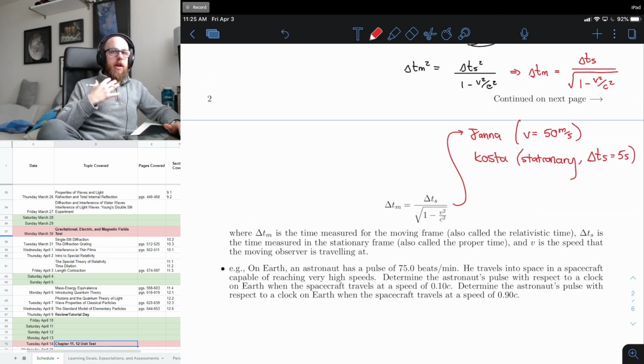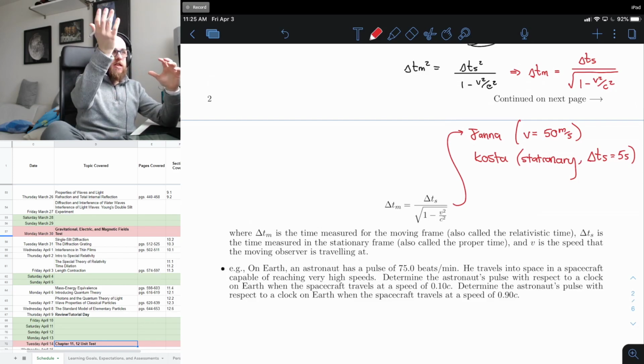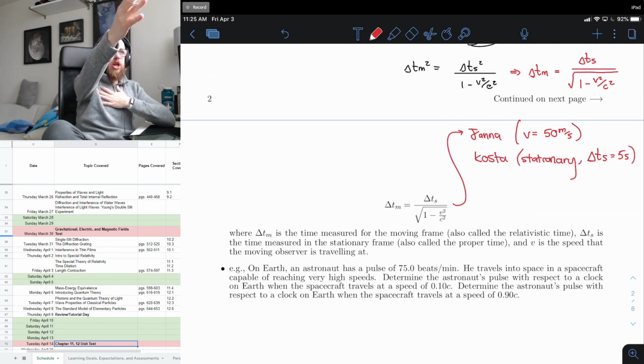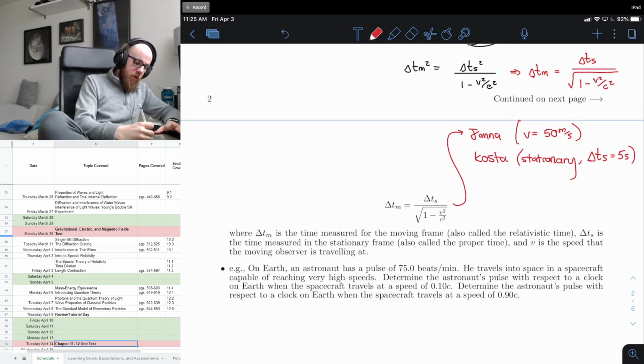So what we want to figure out is, from Jana's point of view, how long that experiment would have taken. Okay, so Jana is doing the same experiment. Costa, you're standing and you're watching Jana's experiment, and you want to know, okay, do our experiments agree with each other? Is Jana also going to measure 5 seconds? Okay, so let's see what Jana will measure. Jana performs the same experiment, and she measures her experiment taking delta Tm time. Okay. And when we plug in all these values here, we'll get 5 seconds over the square root of 1 minus 50 squared over c squared.